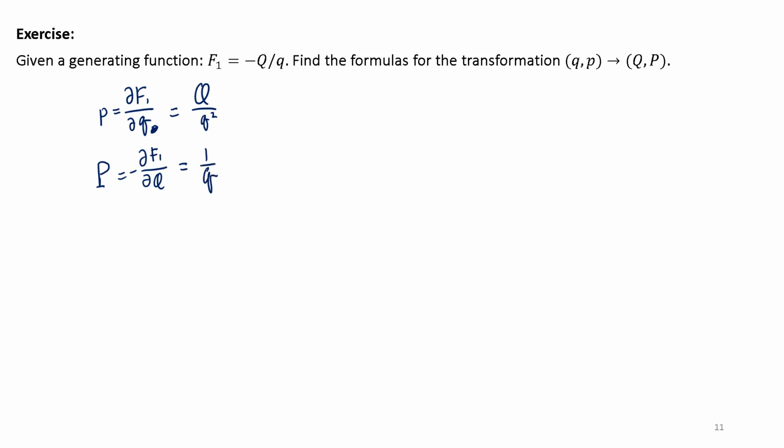That is, the new P is equal to 1 divided by the old q. And the new Q is equal to the old p times the old q squared. So that's it. Again, you can see how the momentum coordinate and the spatial coordinate are always mixed together.